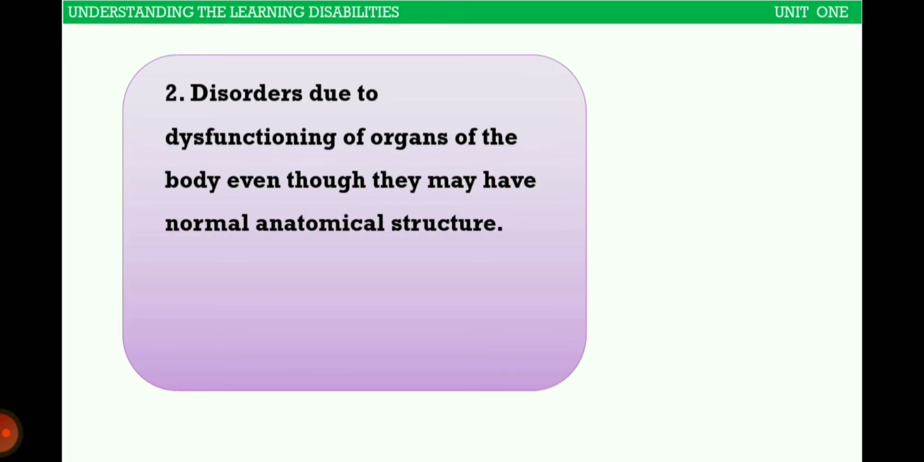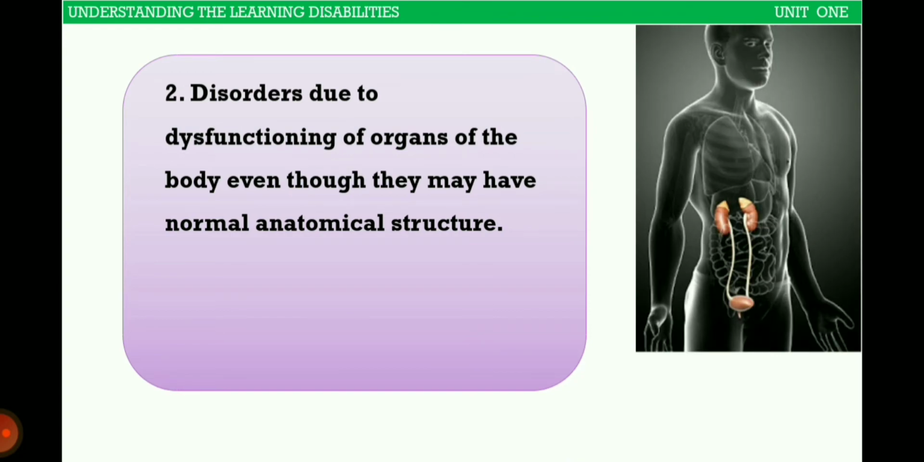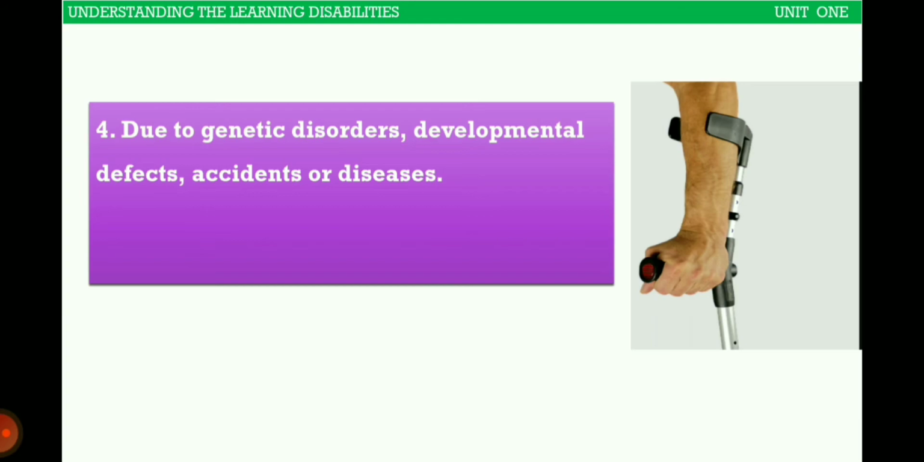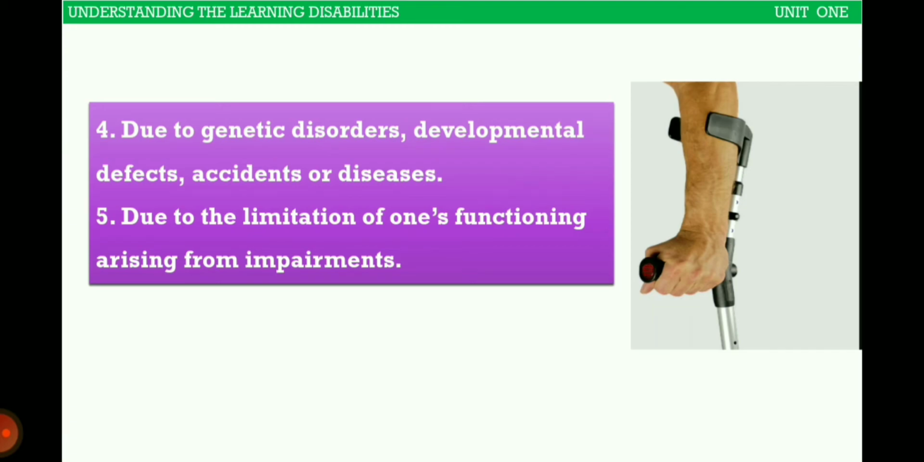These are characteristics of disability. Then another reason is disorder due to dysfunctioning of organs of the body, even though they may have a normal anatomical structure. The anatomy will be perfect, but the organs will have some dysfunctioning. Then impairments of organs in the body are also characteristics of this. Then genetic disorder, developmental defects, accidents or diseases, due to limitation of one's functioning arising from impairment. So if you have an impairment, definitely it will limit your functioning, right? You will not be as active as a normal human being.